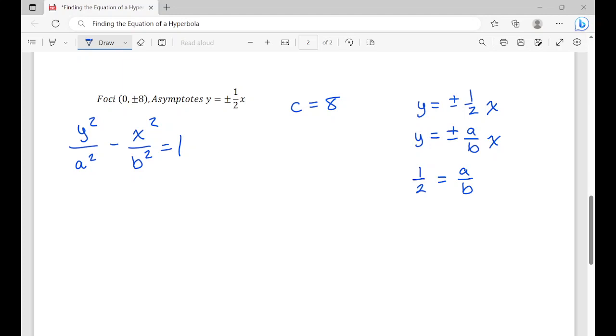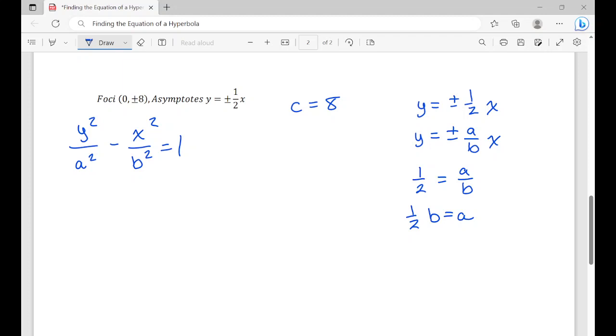I don't have to worry about the x's or the y's. I need to know what's different between the two. And I can solve for a here. I can multiply the b over, and I can get 1 over 2 b equals a. That's all well and good, but what can I do with it?